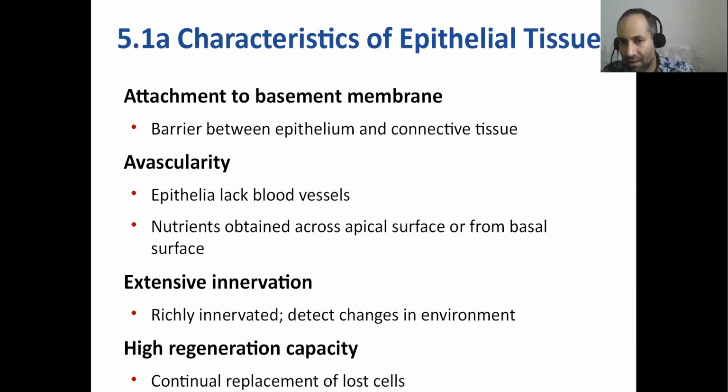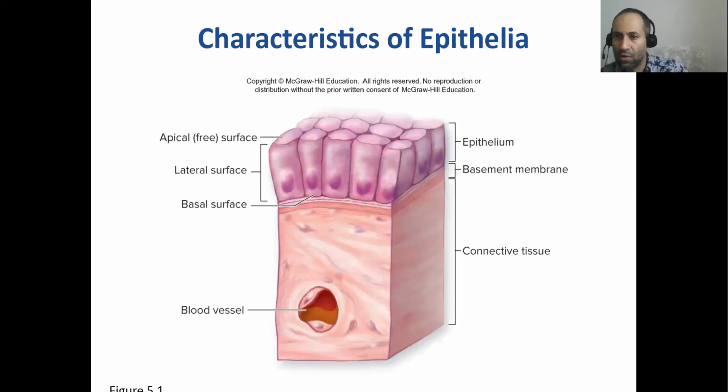High regeneration capacity, which is a necessity, of course, because epithelial tissue is by definition being scraped away every living moment of our lives. Like our skin, we scratch our skin, thousands of skin cells are lost and they're being regenerated and replenished. So this is a prime example of an epithelial tissue.